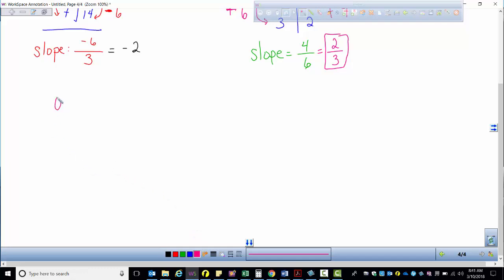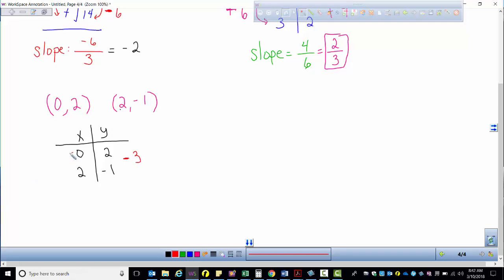Let's say we have the points 0, 2 and 2, -1. So I make my table, x and y. So my first x is 0 and my y is 2. My next x is 2 and my y is -1. Well, I start here at 2. If I go from 2 to -1, it got smaller. So it's going to be negative because -1 is smaller than 2. How many places is that? That would be 3 places. So it's -3.